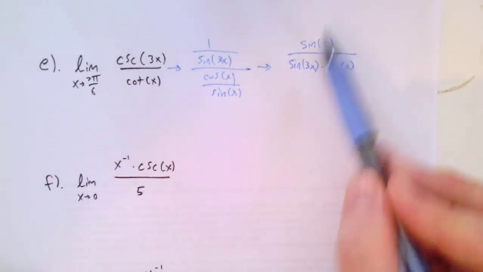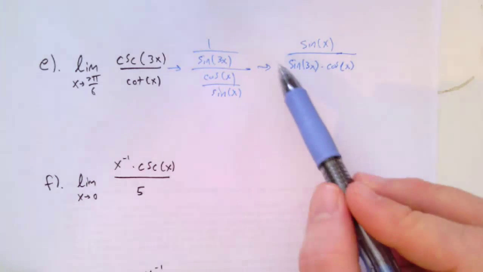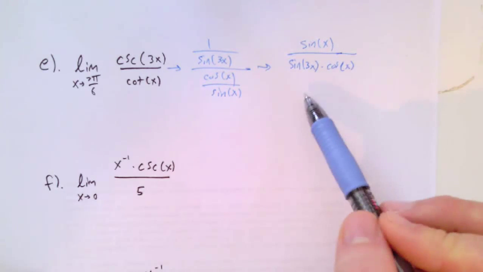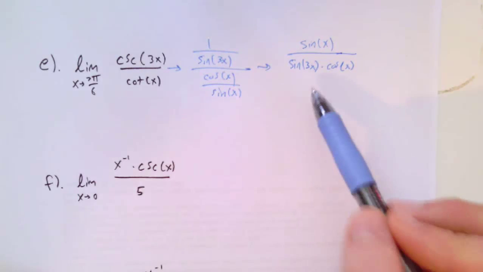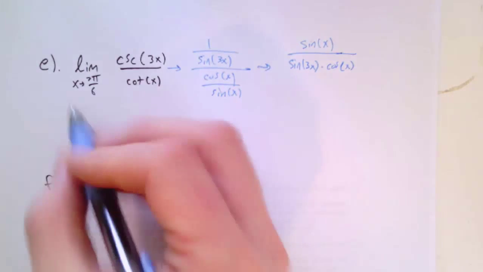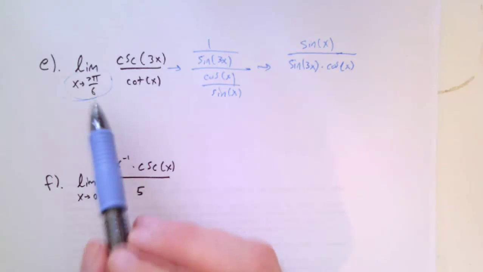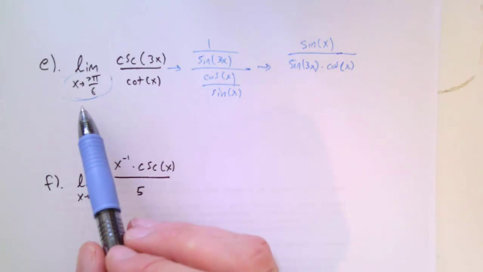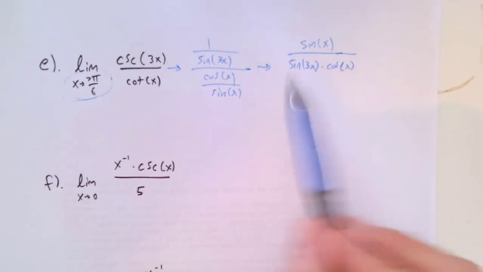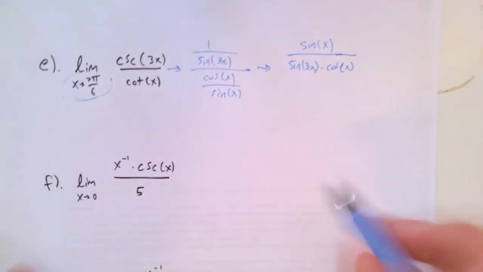Don't be tempted to cancel the sines because they have different frequencies, so we can't cancel them. You could maybe rewrite sine 3x in terms of sine x's and cosine x's if you happen to remember how to do that kind of thing. I'm not even sure that's necessary because as I look at the limit here, I want to know, does this happen right at a discontinuity? Because if it doesn't, then I can just plug in the value here and it should tell me what the limit equals. So let's try that and see what happens.